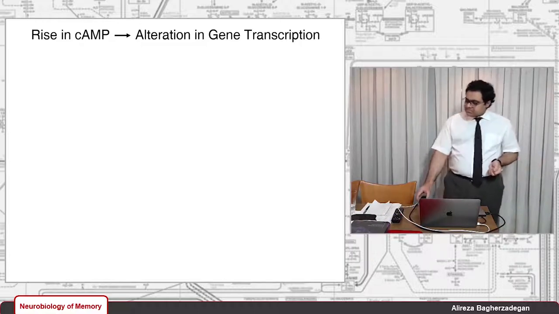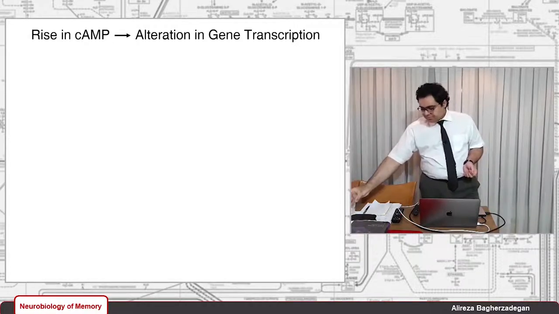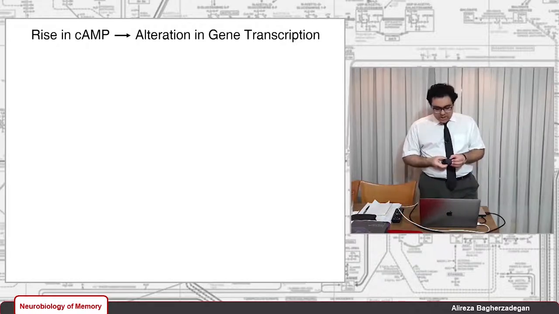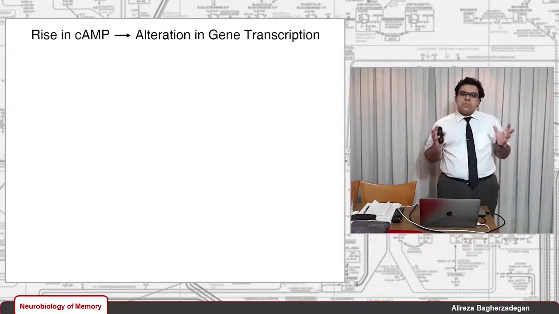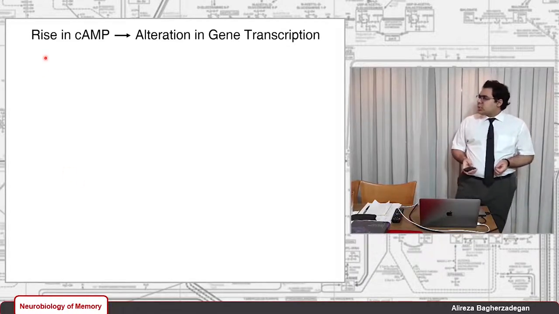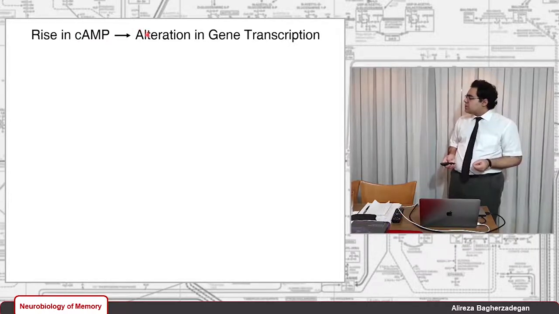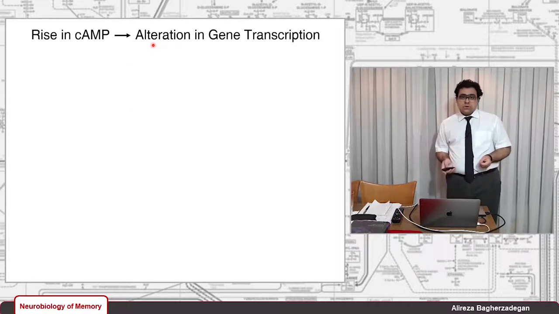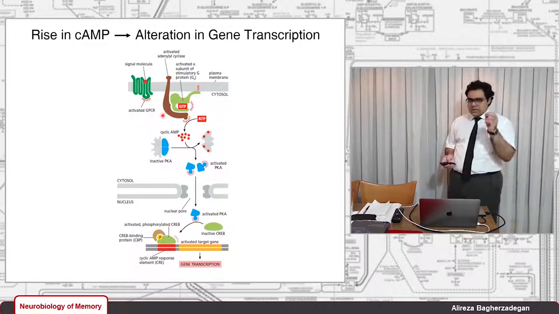Now I'm going to explain a relatively simple signal transduction pathway. What happens in this pathway is that we're going to have a rise in cAMP. And we are going to see how this rise in cAMP, how the production of second messenger cAMP in the cell, is going to cause an alteration in gene transcription. It's beautiful. So this is a relatively simple, somewhat linear signal transduction pathway.